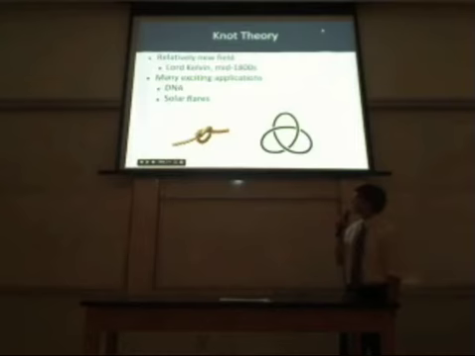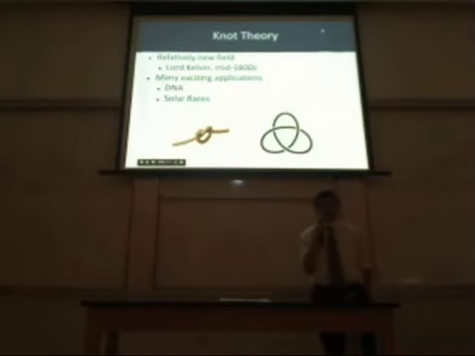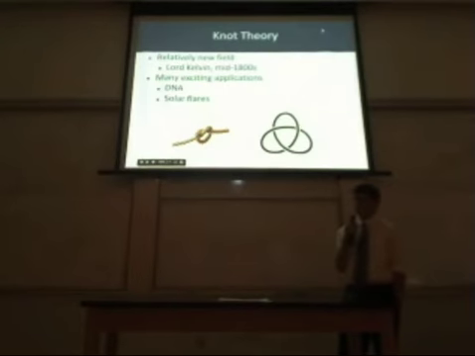The other interesting application is solar flares. Apparently solar flares form knots on the sun's surface. Sometimes they go like this. The reason is based on the magnetic field of the sun, and it's actually very complex. I was also going to do that, but it was beyond my grasp.